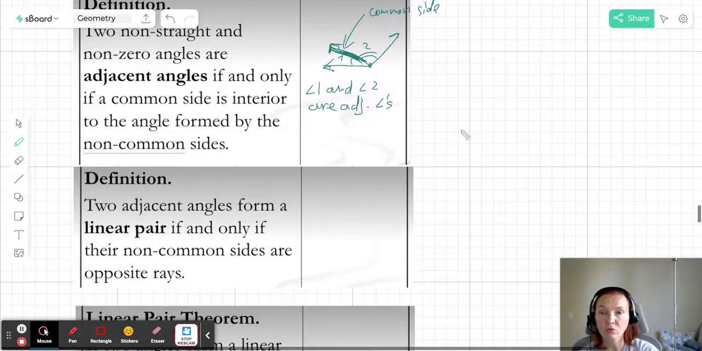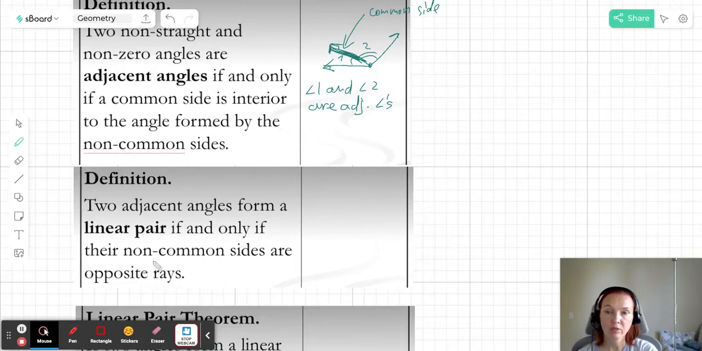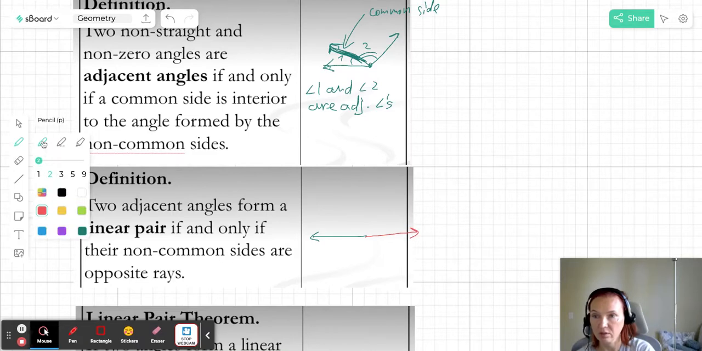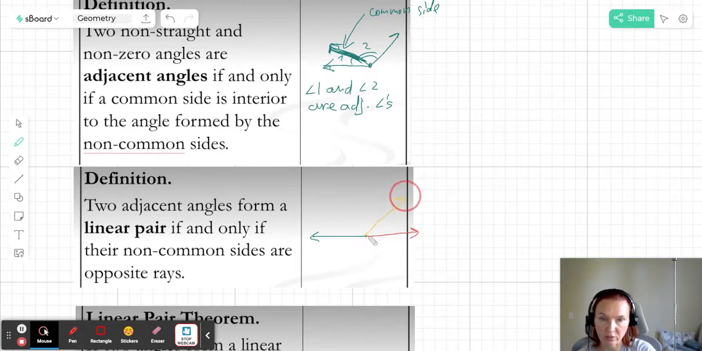And that brings us to another definition. Two adjacent angles form a linear pair if and only if their non-common sides are opposite rays. So here the non-common sides, they formed whatever, some angle. Now the non-common sides, they are opposite rays, like so. Okay, pretend it's a straight angle. And then the common side, well, let's say it goes this way. So now I have these two angles, this one and this one, angle 1 and angle 2, and they form a linear pair.